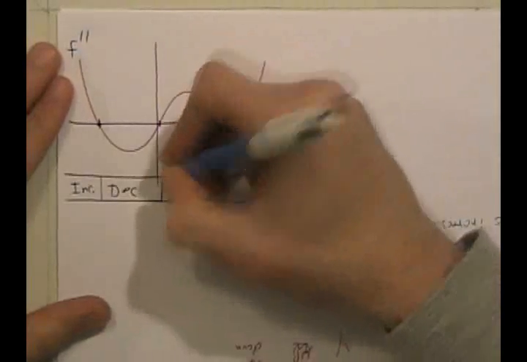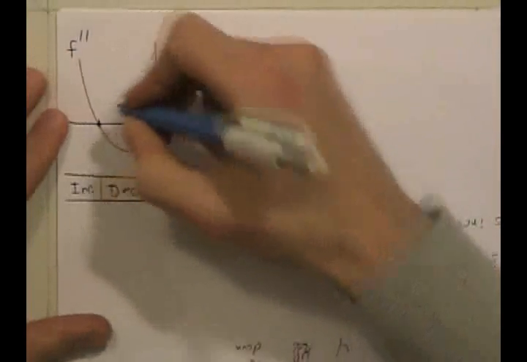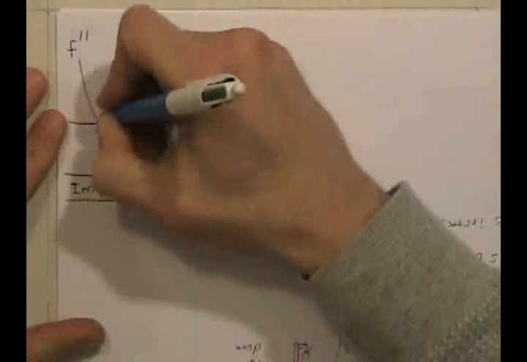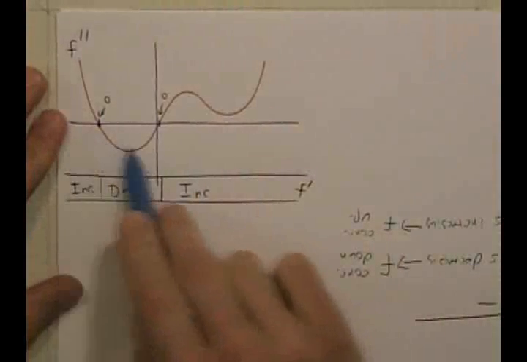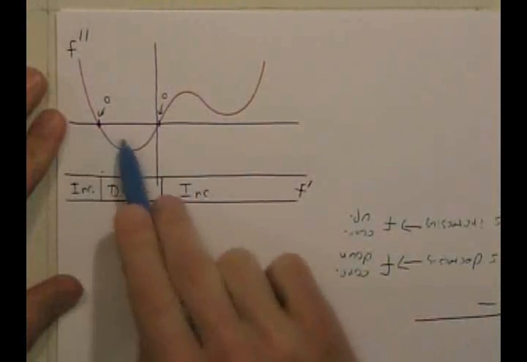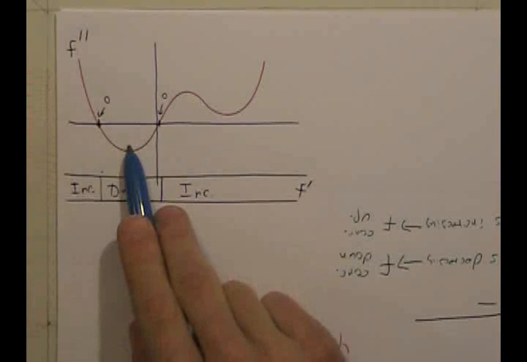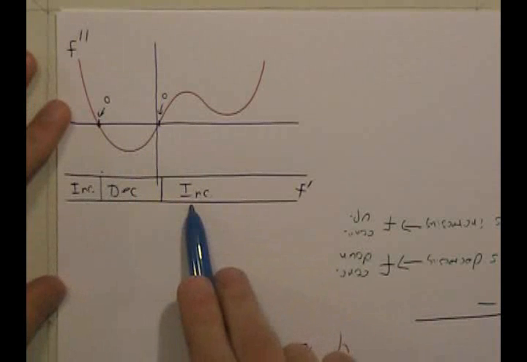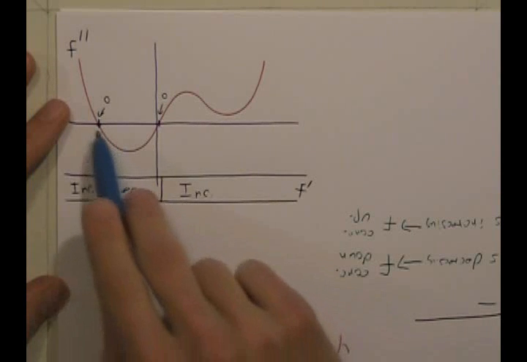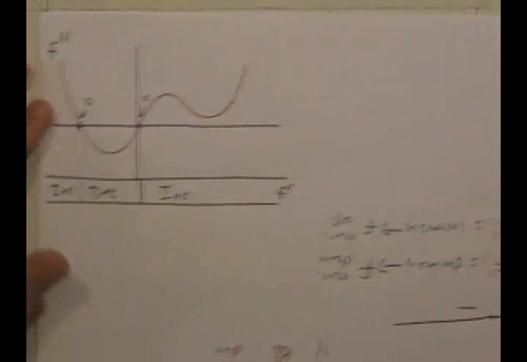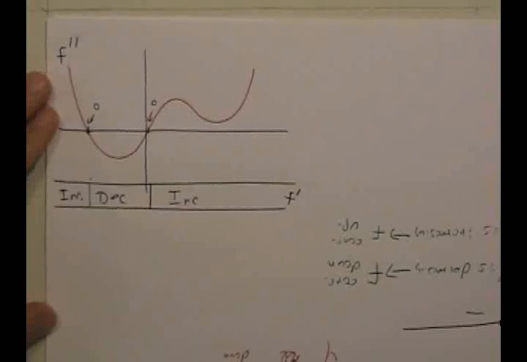On the original graph, since f prime prime is 0 here, and f prime prime is 0 there, since f prime changes sign at these two points, that means that f prime switches from increasing to decreasing, or vice versa, which means that f has inflection points here and here. That's actually what an inflection point is.